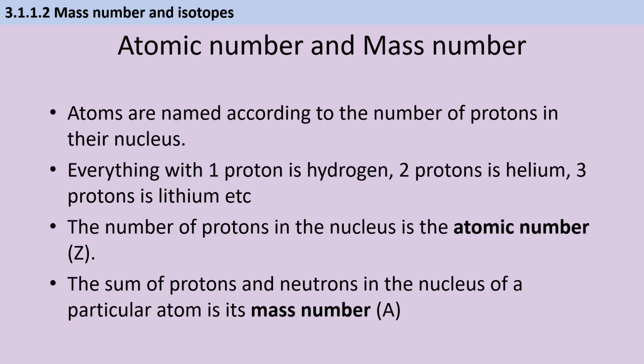Atoms are classified as belonging to a particular element based on the number of protons they have. So any atom with one proton is always hydrogen, 2 protons is helium, and so on and so forth. The number of protons is called the atomic number, and that has the symbol Z because of the German word Zahl, meaning number. The sum of protons and neutrons in the nucleus of an atom is its mass number, and that's A. And mass number is always going to be an integer because for one particular atom, the number of protons and neutrons is always going to be a whole number.